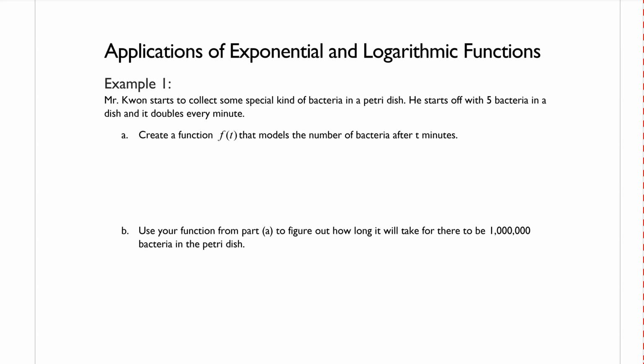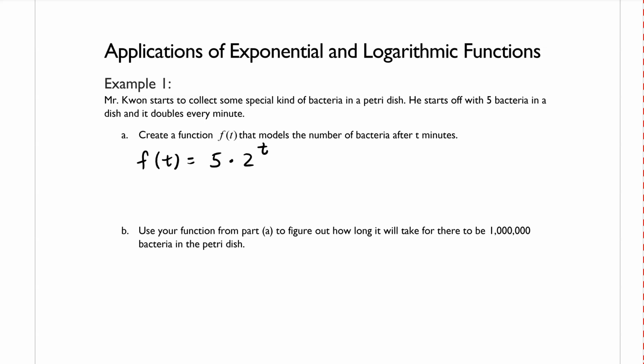In a previous video, we have already seen example 1 where I collect some special kind of bacteria in a petri dish that starts off with 5 bacteria, and every minute the population of the bacteria doubles. So the function that we came up with was f of t equals, since we start out with 5 of them, 5 times 2 to the t power, and that 2 is because it doubles every minute.